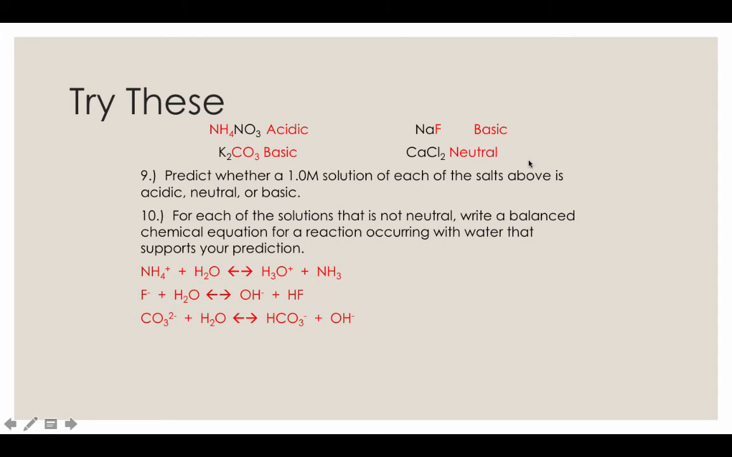Notice that calcium chloride is a neutral salt because calcium is the cation of calcium hydroxide, a strong base, and chloride is the anion of hydrochloric acid, a strong acid. Each of the other salts, however, contains an ion that has acidic or basic properties. The equations showing those ions reacting with water are shown here.